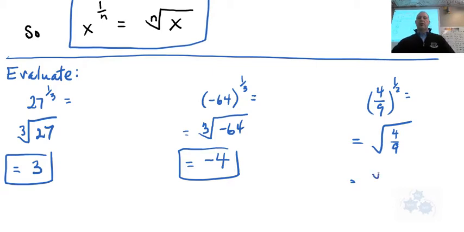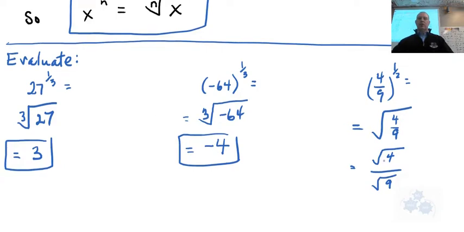When you have a fraction, you can rewrite this root and separate it into numerator and denominator. Okay? So what's root 4? That's 2, and the square root of 9 is 3. So 4 over 9 to the power of 1/2 is 2/3. All right, any questions there?